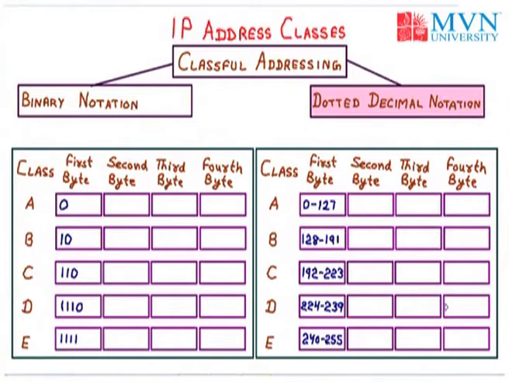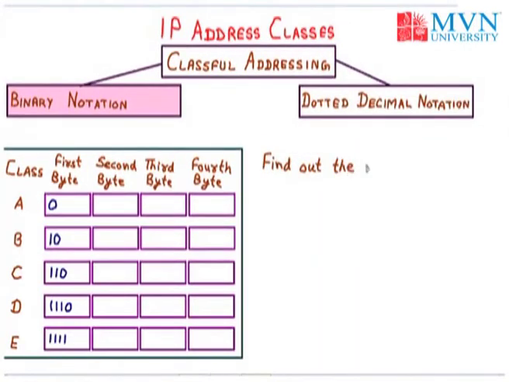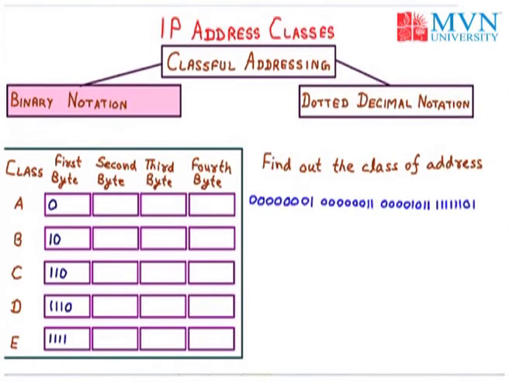So that is all about classful addressing. We have represented it in the binary as well as the dotted decimal notation. Now we will discuss how to find the class of an address. First we will discuss the binary notation. Our question is to find the class of an address. For example, we have a particular binary address, that is our given IP address in binary notation. Now we have to find the class of the IP.